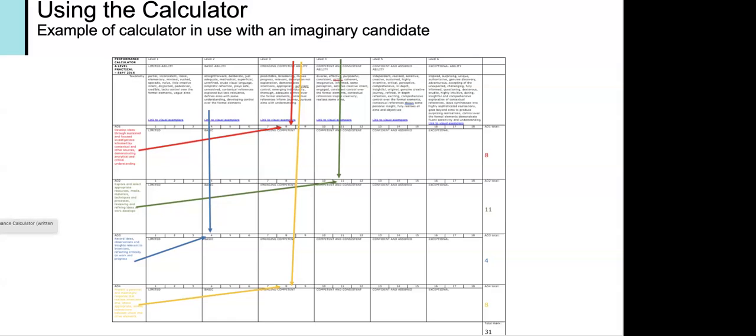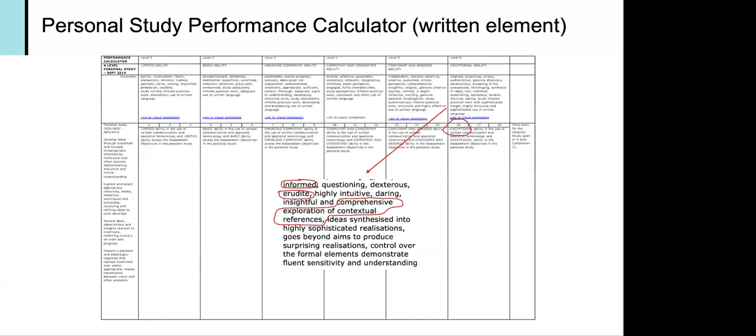The empty boxes are there so that you can add in comments of your own, perhaps even use some of the words from the descriptors above. And that will help indicate where they're performing well and what really describes the work that they've submitted. But we don't use this assessment tool in isolation. It's used with the exemplar gallery, which we'll talk about shortly. And also important to remember that there is a personal study performance calculator for the written element, which is a separate one, and looks at some of the key words in there. So when they're doing the written content, is it informed, is it erudite, is there a comprehensive exploration of contextual references, things like that, that will bring you up to that exceptional level in level 6, if that's where they want to go.